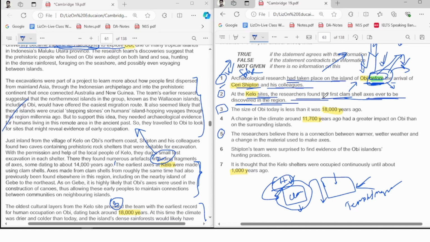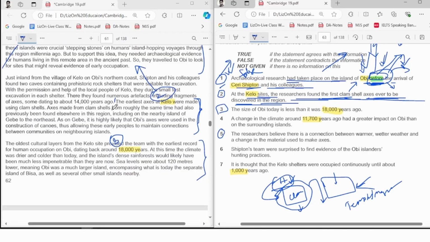So let's go and find out, was it the first ever clamshell? If it is the first ever clamshell, it will be true, found in the CLA. But if they say no, they could have found it somewhere else, some other places, then it is false. If they don't say where we could find the first clamshell, then it can be not given. So let's go find it and read from here. The earliest axes, because the word we are looking for, CLA, we found it here.